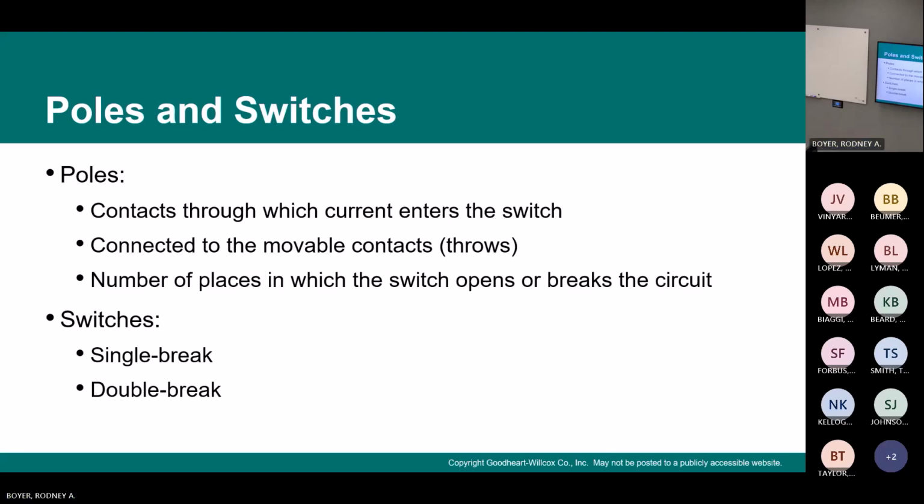So that is a single pole, because I'm only switching one wire right here. But it's a double throw because it can either connect this way or that way. Yeah, see that?